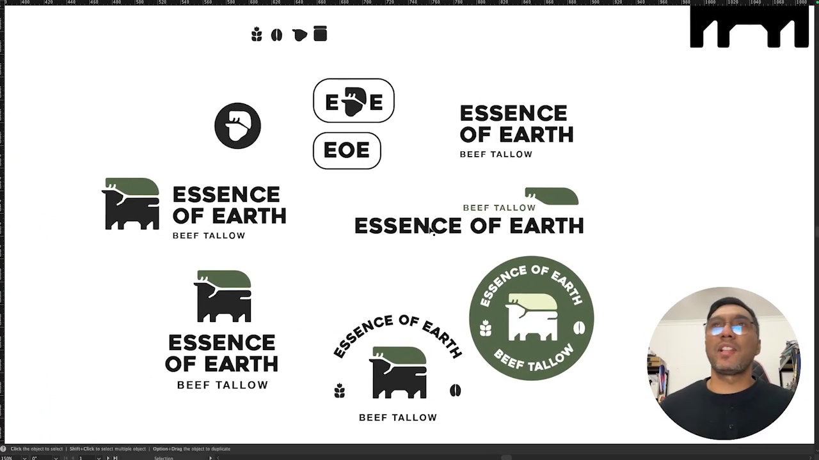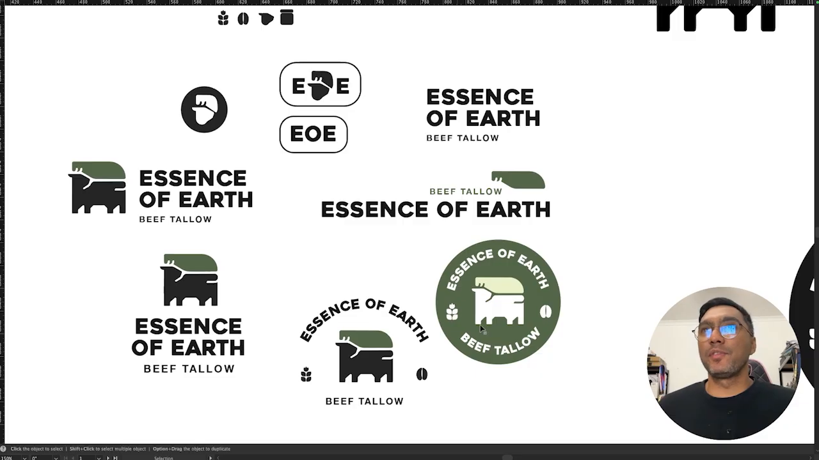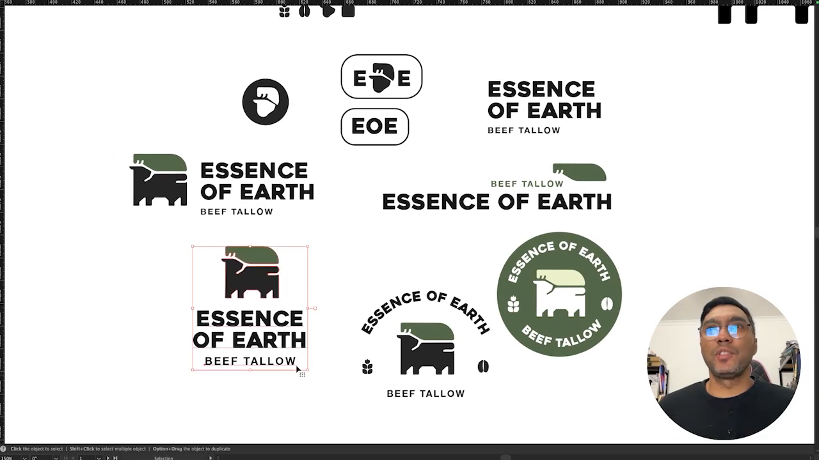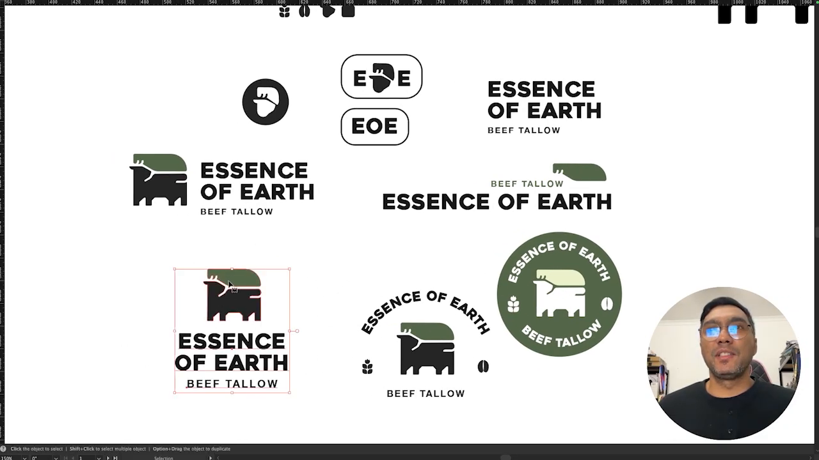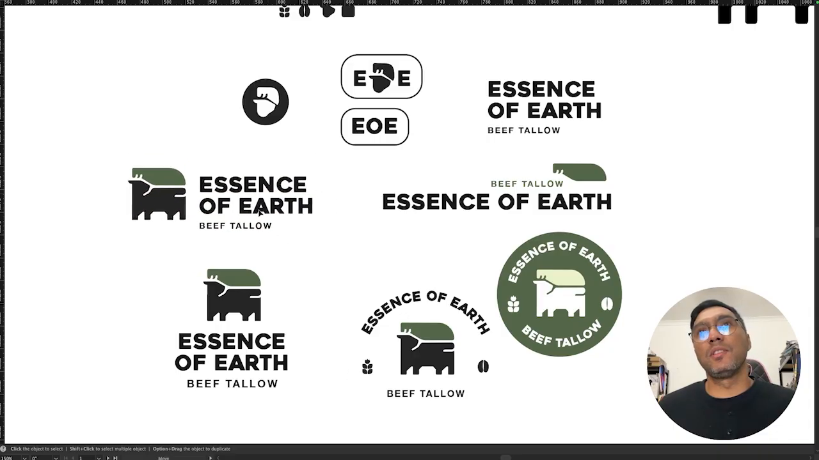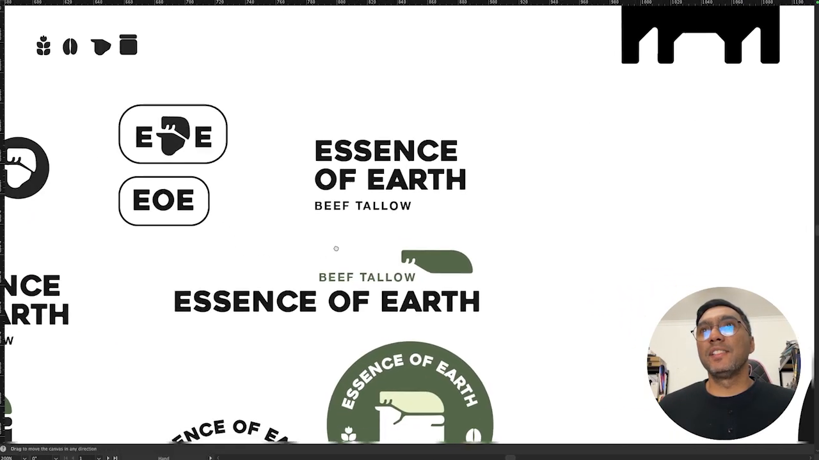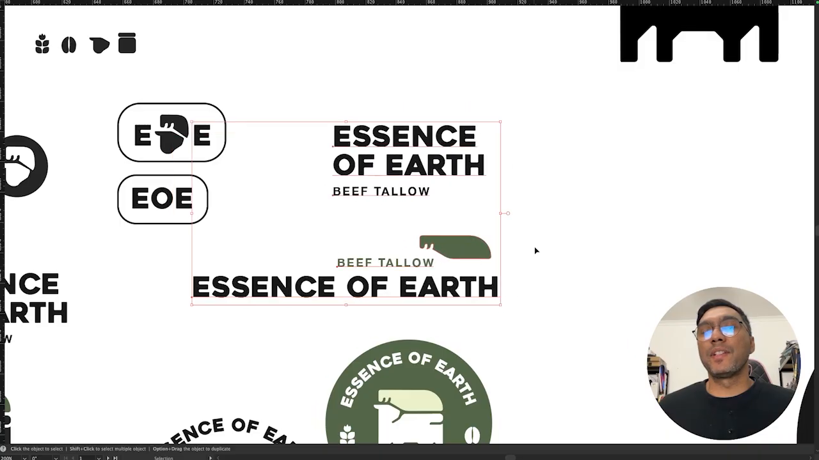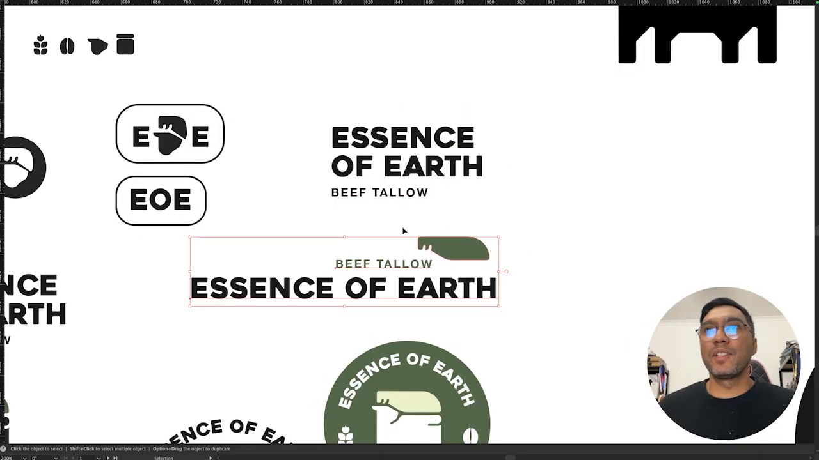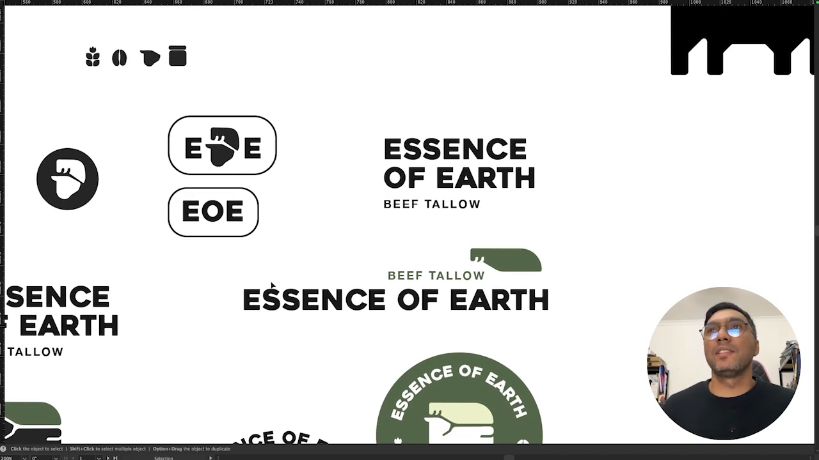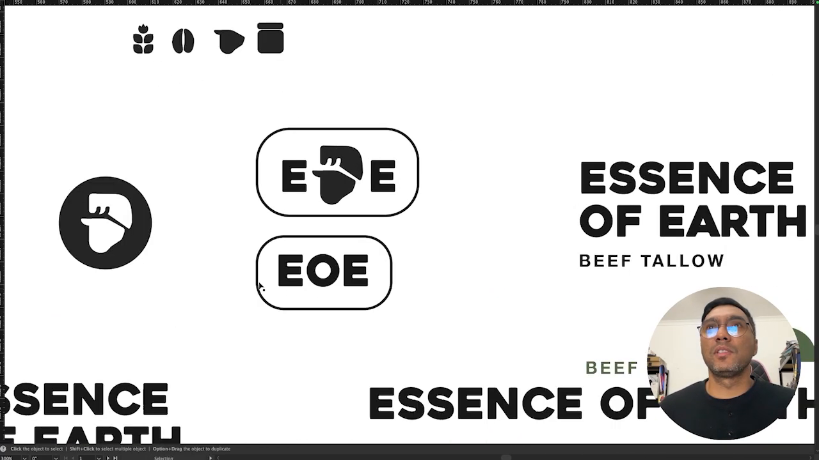Then this is just my thought process. I just wanted to see what types of things I want to play around with. So obviously the badge ideas, and then your traditional vertical lockup, and then your traditional horizontal lockup. And then I was also thinking, is it possible to create a version that doesn't use the cow? I'll probably just work on that again. These are just random ideas that I'm playing around with as I'm working on the design.